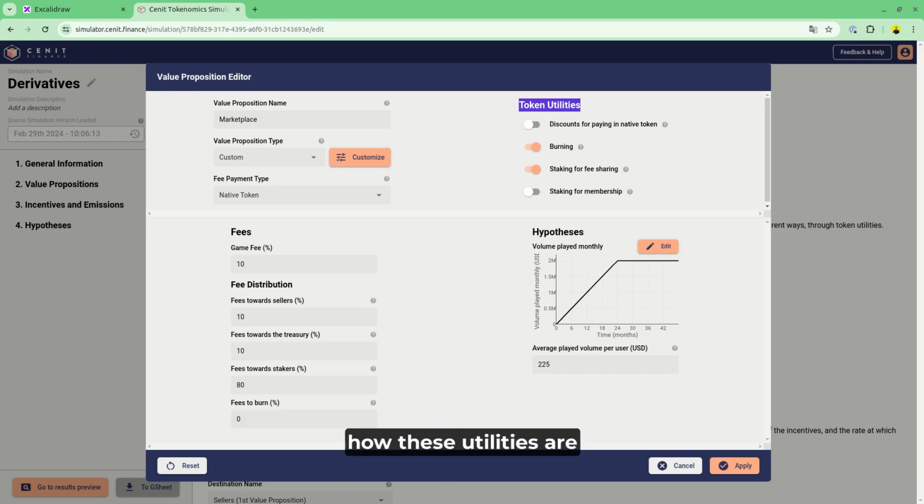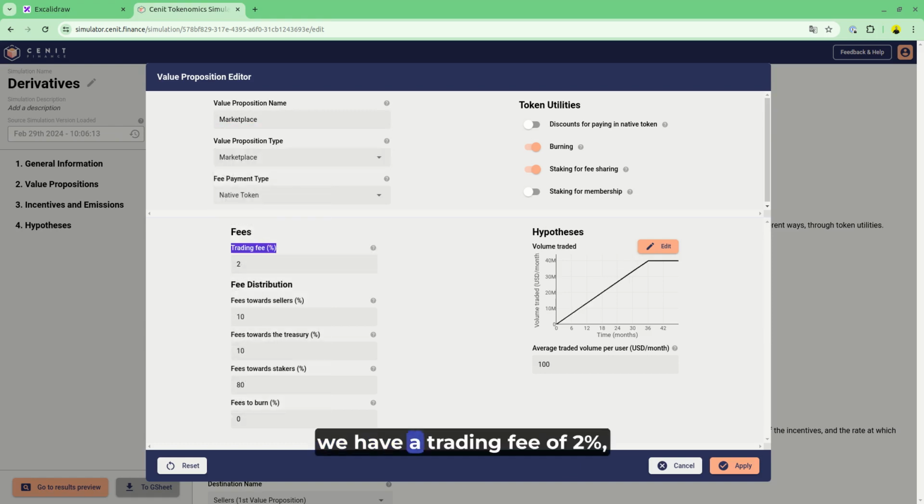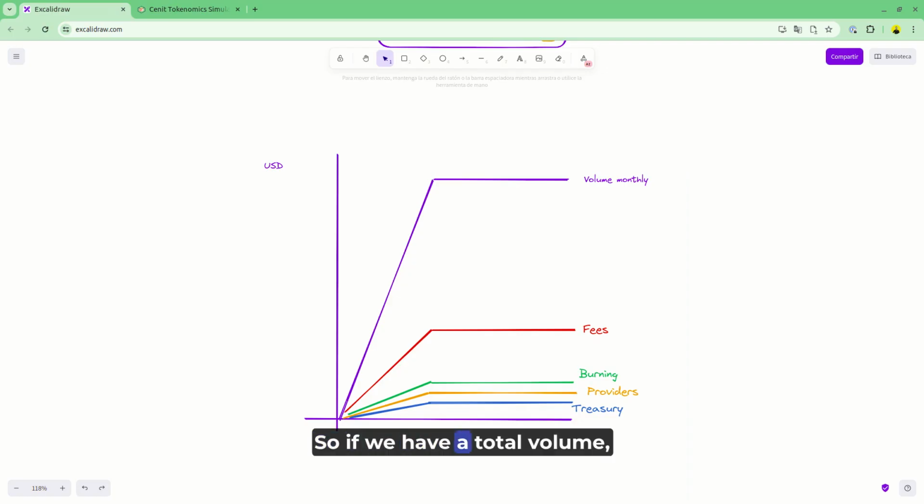In order to determine how these utilities are going to be applied, we have first of all the fee that is charged for each of the value propositions. So in this case, for the marketplace, we have a trading fee of 2%, and then we can select how this is going to be distributed. So if we have a total volume, which is our growth hypothesis of an expected value, then we should apply the percentage of the fees. And then lastly, each of the parts that we consider relevant are going to receive their corresponding part.